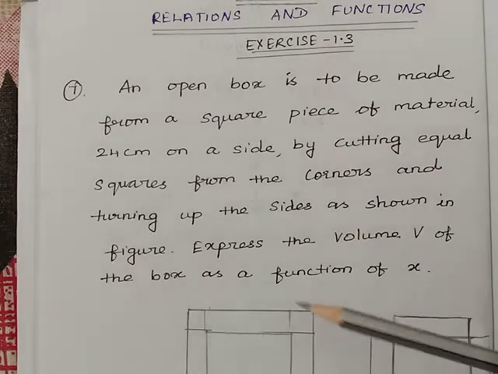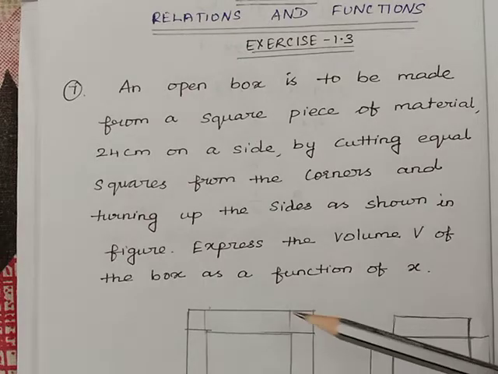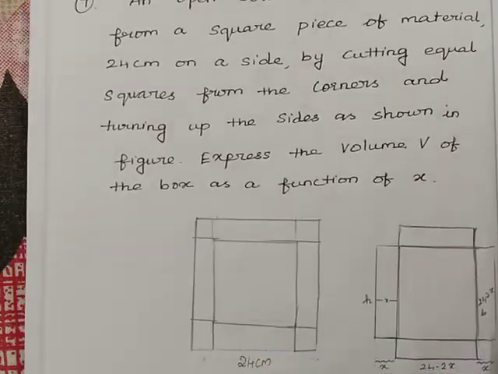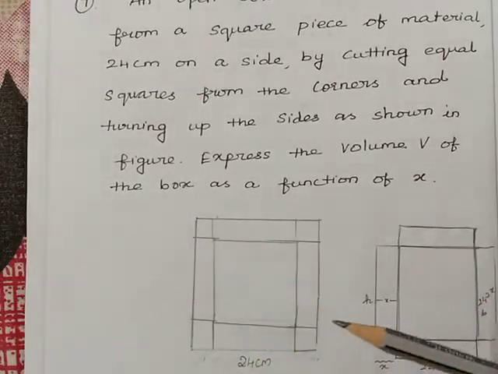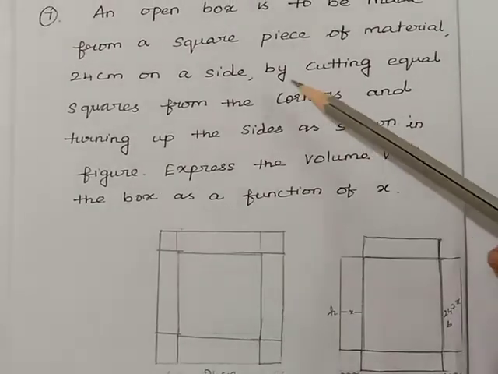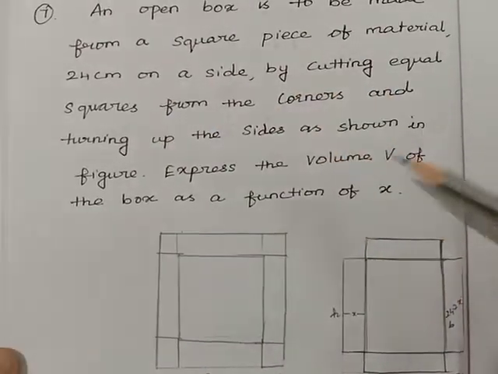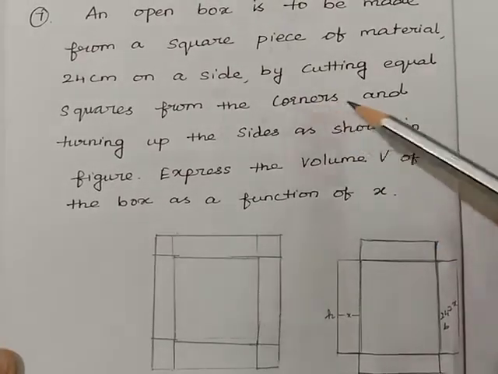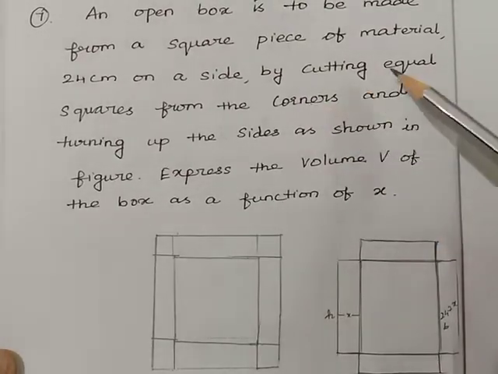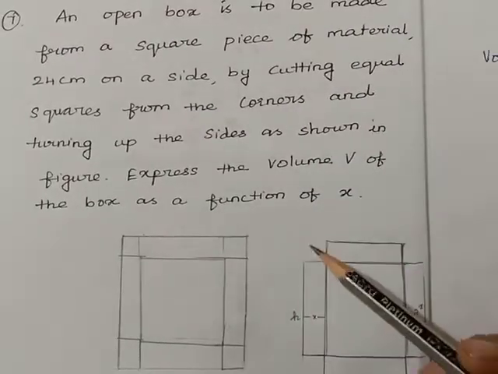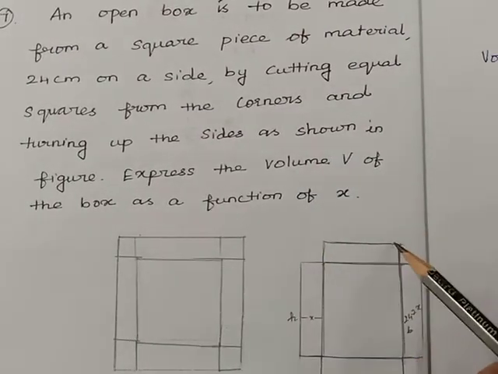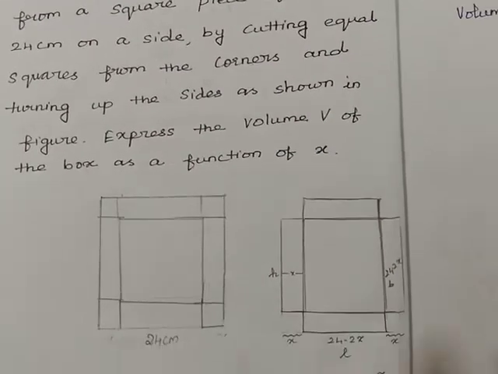So this is a square piece of 24 centimeter, by cutting equal squares from the corners. Now we are going to cut equal squares at the corners, from the square piece.